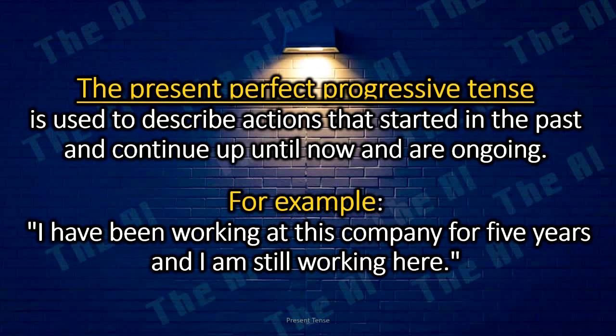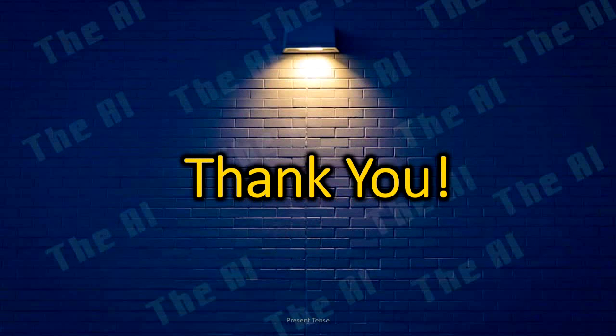The present perfect progressive tense is used to describe actions that started in the past and continue up until now and are ongoing. For example, I have been working at this company for 5 years and I am still working here. I hope this helps.